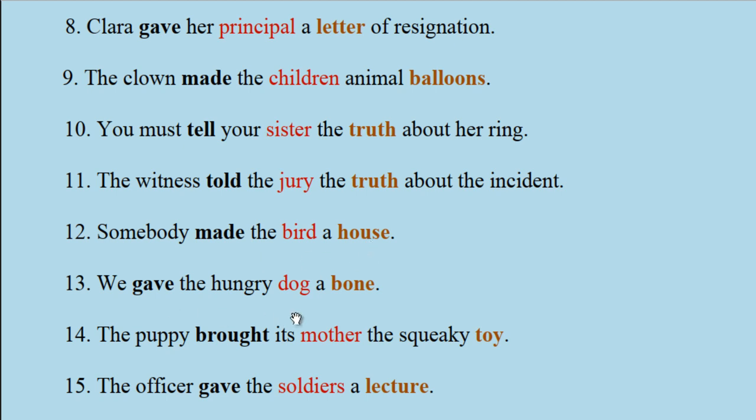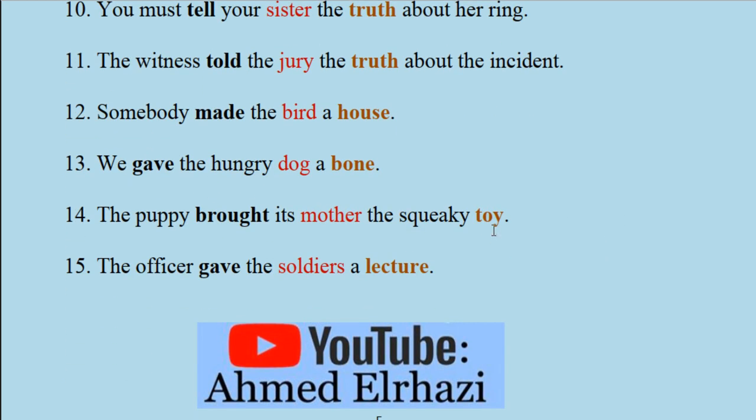We gave the hungry dog a bone. We gave what? A bone. Dog, indirect object. What did we give to the dog? We gave it a bone. Bone, direct object. The puppy brought its mother the squeaky toy. Its mother, indirect object.